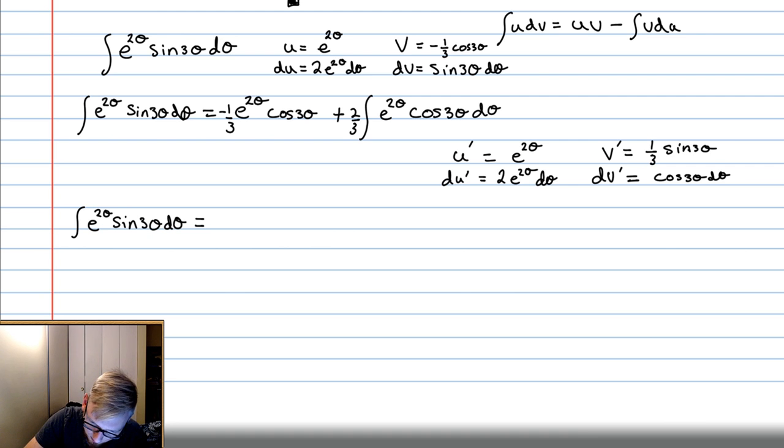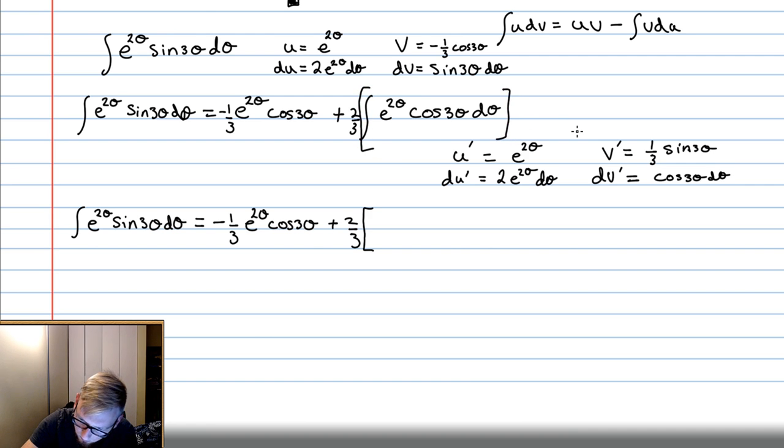We're gonna make this, so this stays the same, e to the 2 theta cos of 3 theta. And I'm gonna write a plus 2/3, and then I'm gonna have a big bracket, because now we're gonna do it again. We're doing this integral. So u times v, 1/3 e to the 2 theta sine of 3 theta.